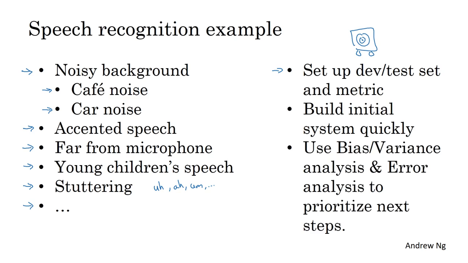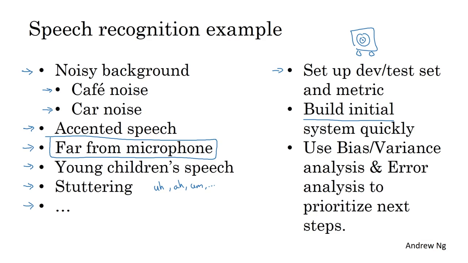When you build your initial system, you then will be able to use bias variance analysis, which we talked about earlier, as well as error analysis, which we talked about just in the last several videos, to prioritize the next steps. In particular, if error analysis causes you to realize that a lot of the errors are from the speaker being very far from the microphone, which causes special challenges in speech recognition, then that would give you a good reason to focus on techniques to address this. It's called far-field speech recognition, which basically means handling when the speaker is very far from the microphone.